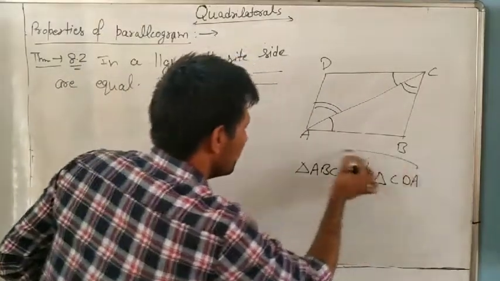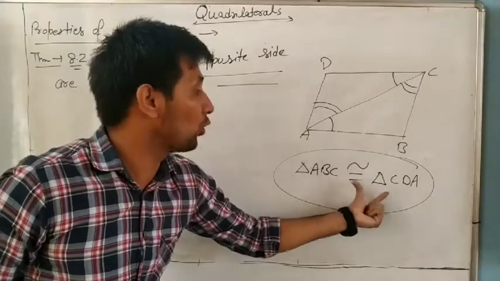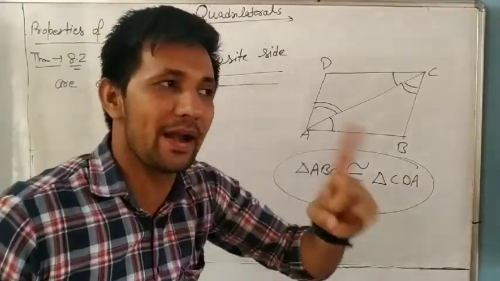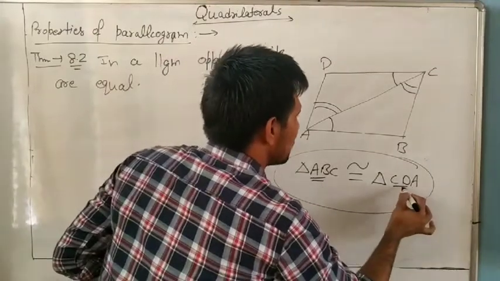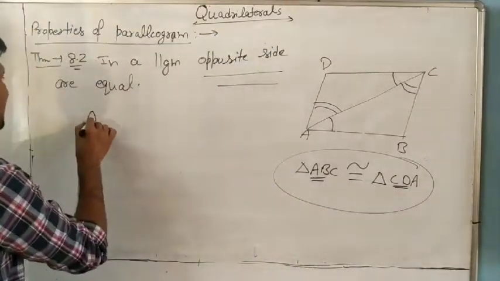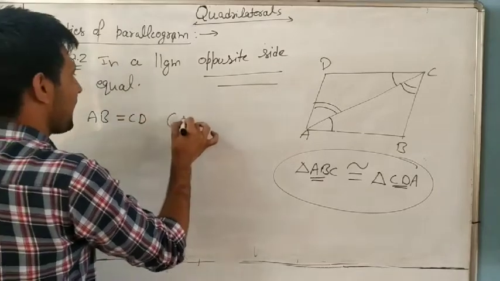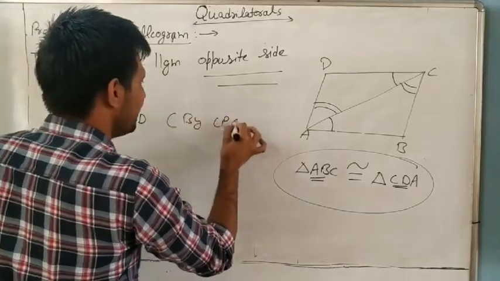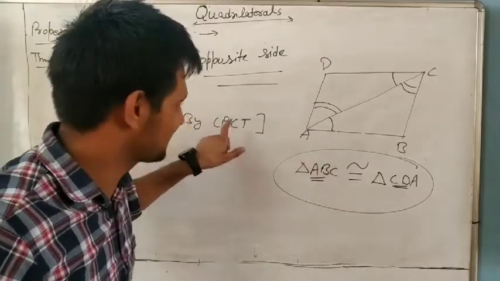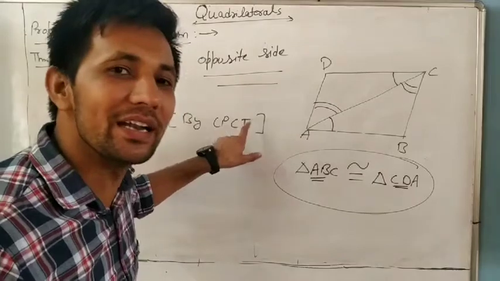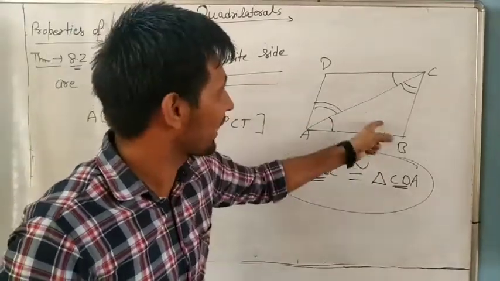And we know these two triangles are congruent. If two triangles are congruent, corresponding parts are always equal. AB is first two, here is also first two, CD. So AB equal to CD by CPCT, which means corresponding parts of congruent triangles. So AB equal to this because these two triangles are congruent.